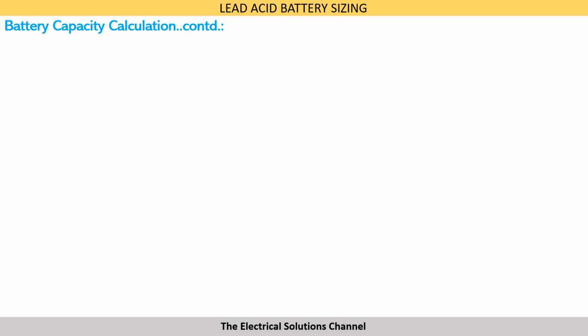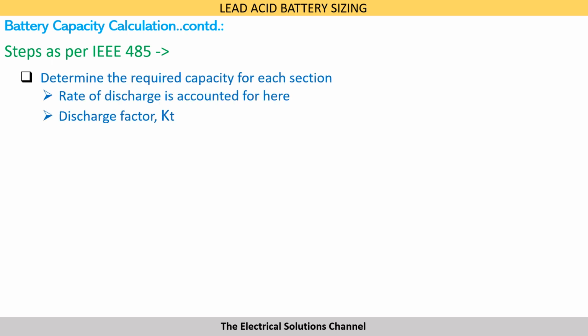In the first step, we need to calculate the required ampere hour capacity of each section of the load cycle. The rate of discharge and the KT factor are taken care in this step. KT factor is a factor used to account for reduced battery capacity at higher discharge rates.